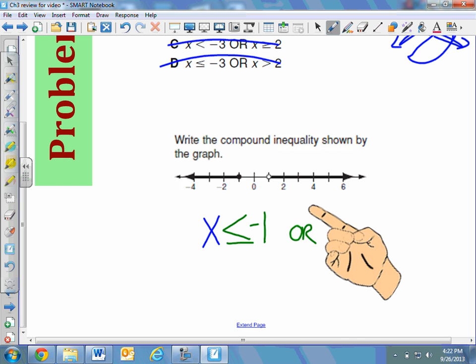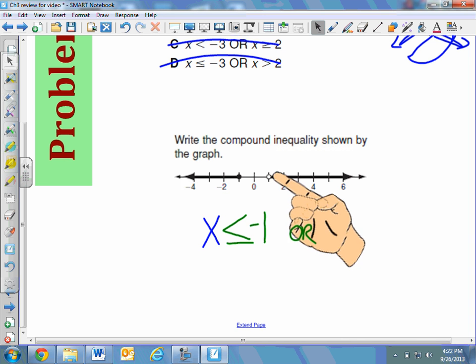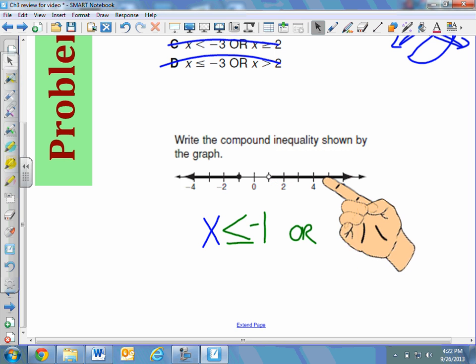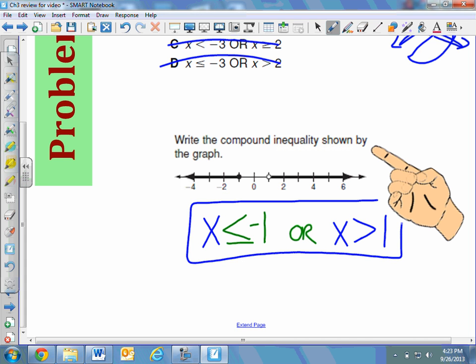Or this one says positive 1, open circle, going this way. X, open circle, is bigger than 1. Bigger than, that's going this way, right? Like an arrow going to the right. 1. And we are done. Okay?